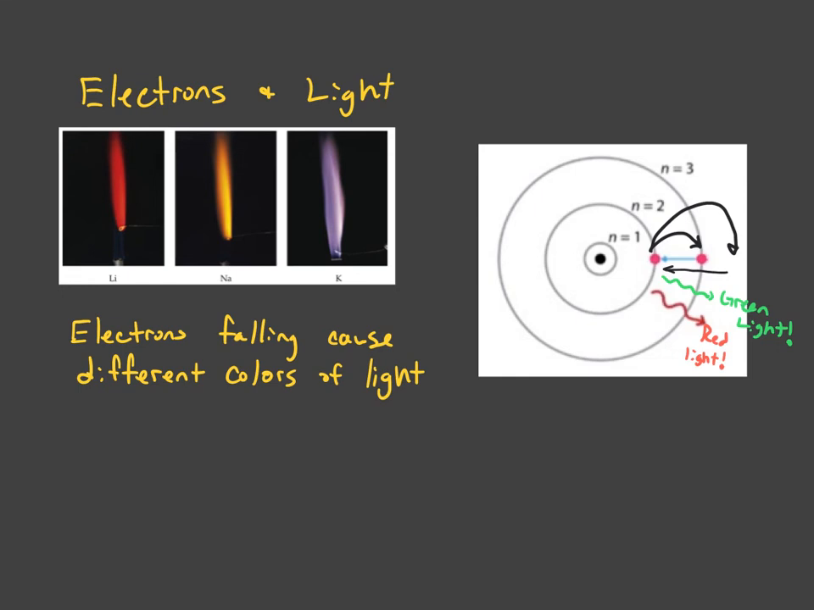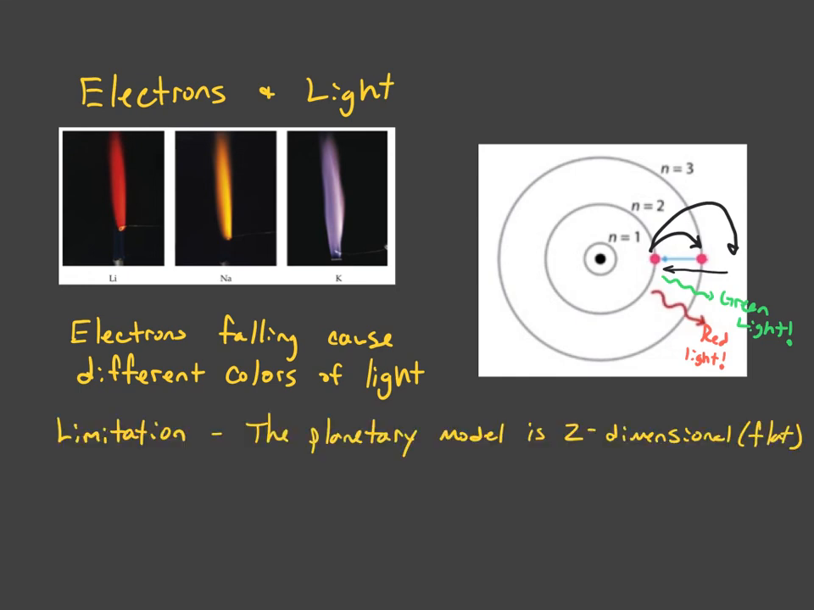But there was one major problem with the planetary model. The biggest problem is that the planetary model is two-dimensional. And if atoms were two-dimensional, meaning they were flat, then three-dimensional structures like you and I could not exist. So as a result, the planetary model is not the final model of what the atom looks like with the electrons floating around. But the next video lesson and the ones that come after it will help explain that a little bit more precisely for you.